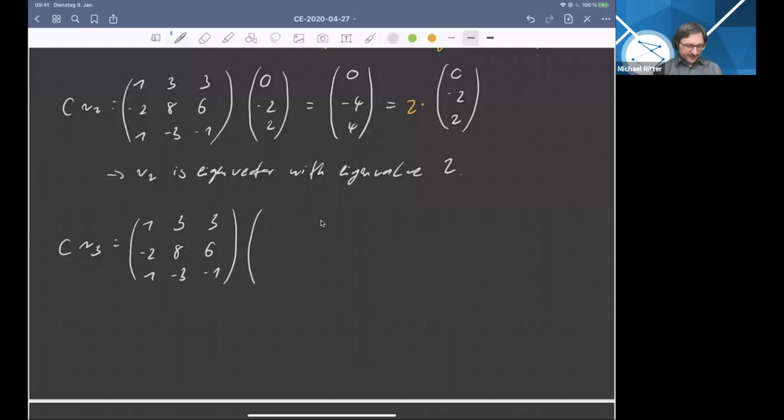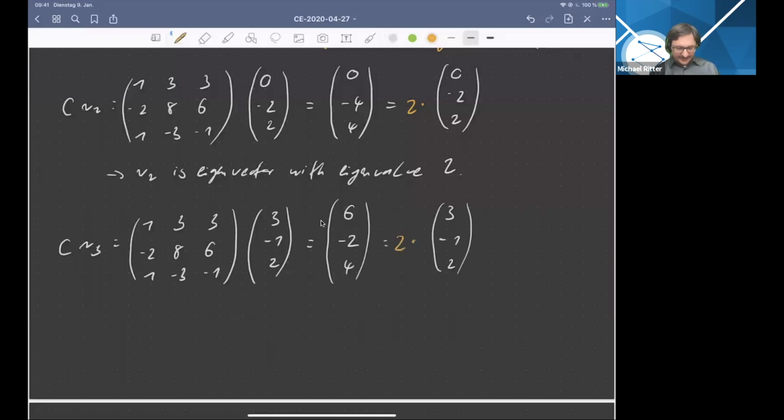So V3 is the vector 3, minus 1, 2. And that product is, let's see, 3 minus 3 plus 6, so that's 6. Then we get minus 6, minus 8, plus 12. That should be minus 2. And finally, 3 plus 3 is 6, minus 2, that's 4. And again, the question is: is this a multiple of the vector that we started with? And again, the answer is yes. The eigenvalue is again 2. Okay, so one more eigenvector here.